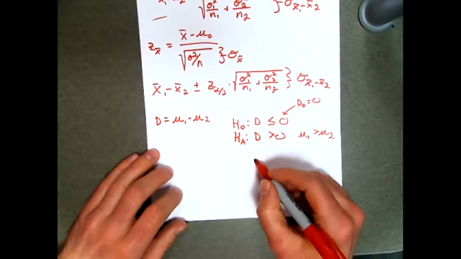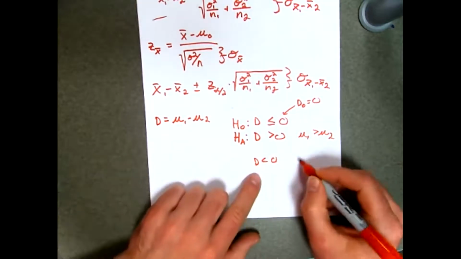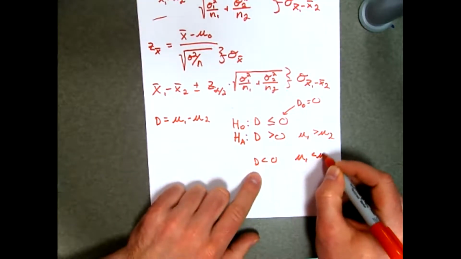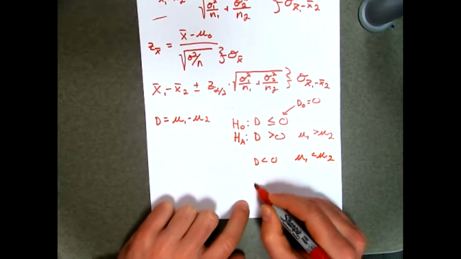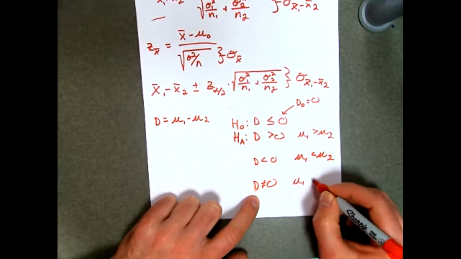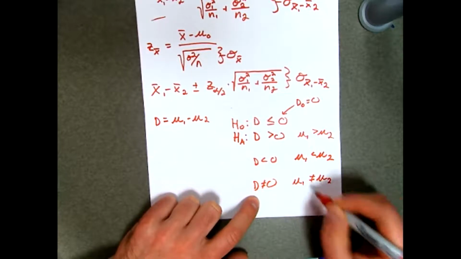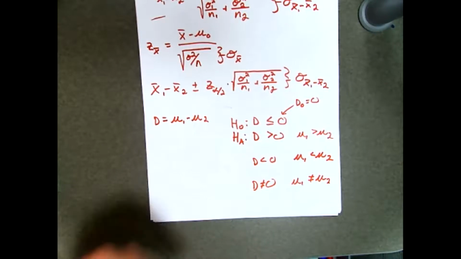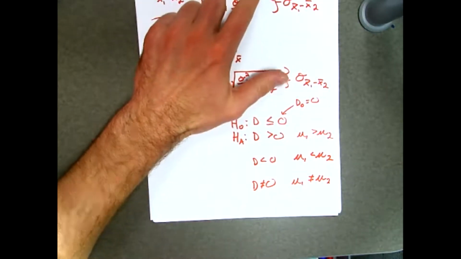You can imagine the other ones, less than 0. What I'm really saying there is that group 1 has a lower mean than group 2. And then if it's not equal to 0, what I'm really saying is, do these two groups just have different means? They're not the same value. So using this assumed true difference of 0 is quite often going to be the test that we want to do anyways. It just makes it a little bit easier for right now.